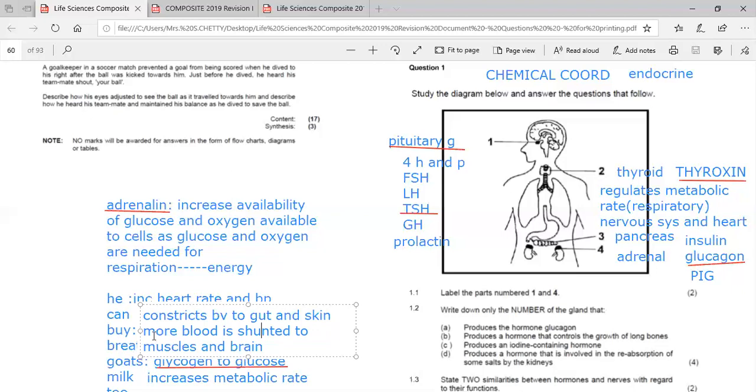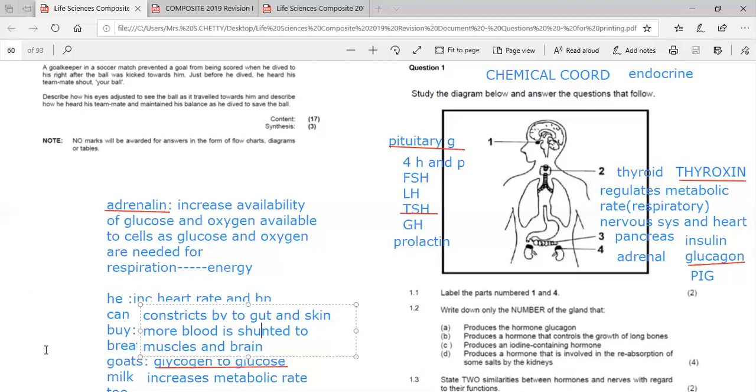And, oh, mommy, I forgot about something. It dilates the blood vessels to the muscles and brain so that more blood is shunted to the muscles and brain, carrying your glucose and oxygen. How's that? Okay, so please go to your theory and learn it like that.